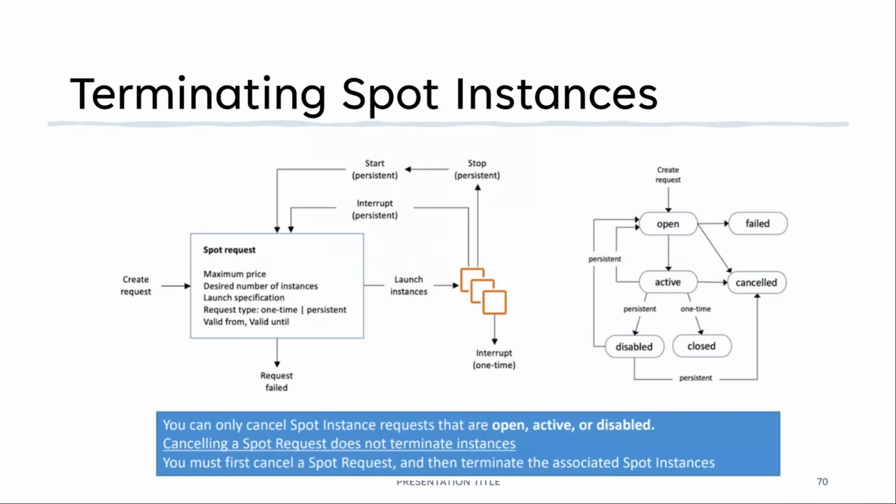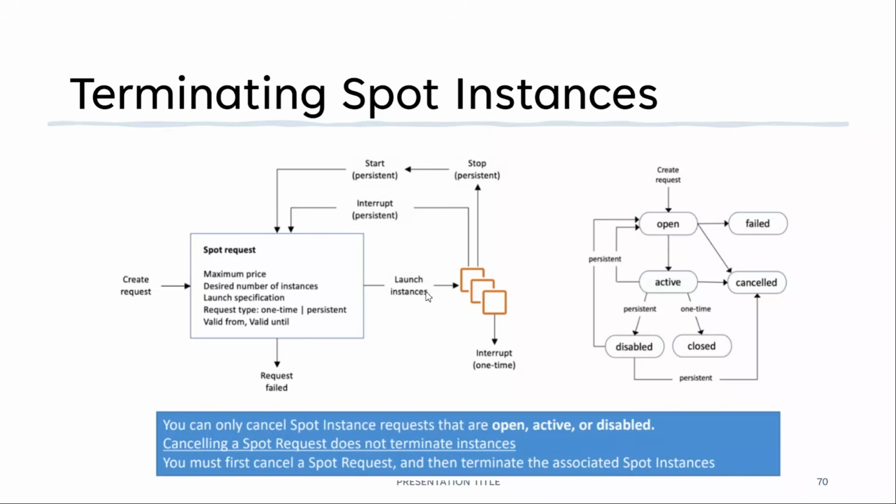Now in a persistent spot request, what happens is, if your EC2 instance gets terminated, it will request the spot instances back. If you start a persistent request, this spot request consists of a maximum price, the desired number of instances, and a launch specification, whatever details you need. Then it will launch the instances.